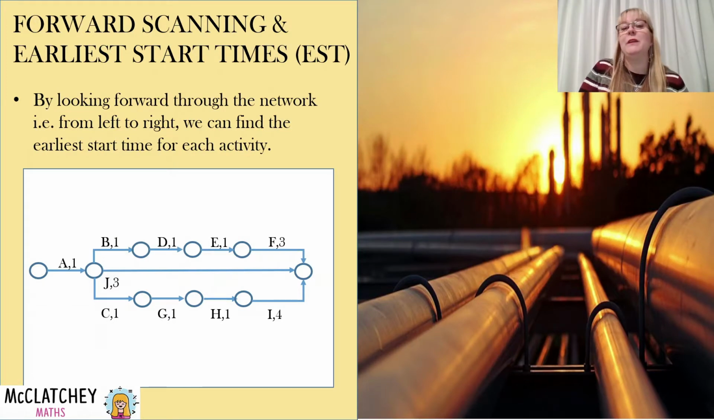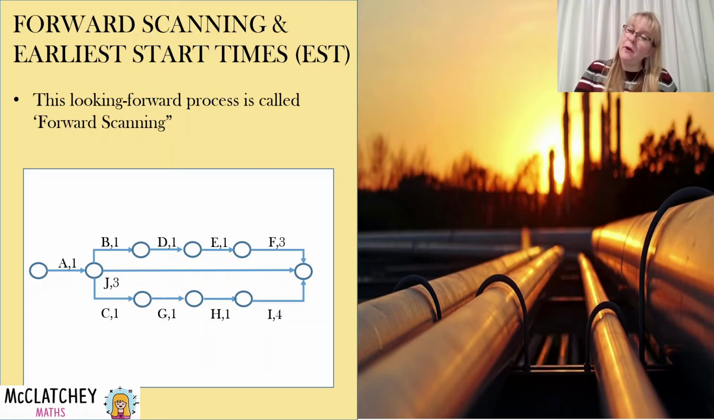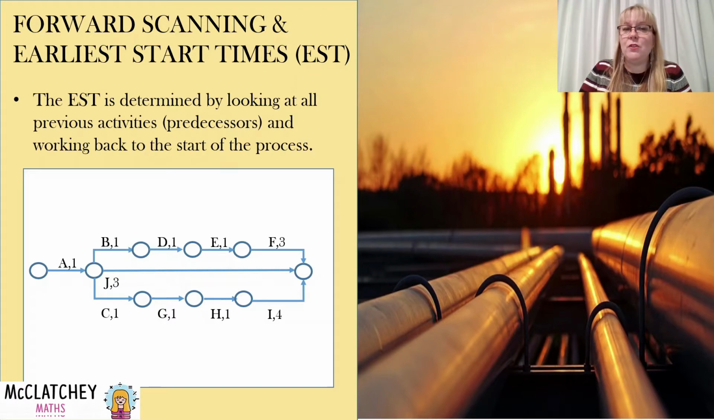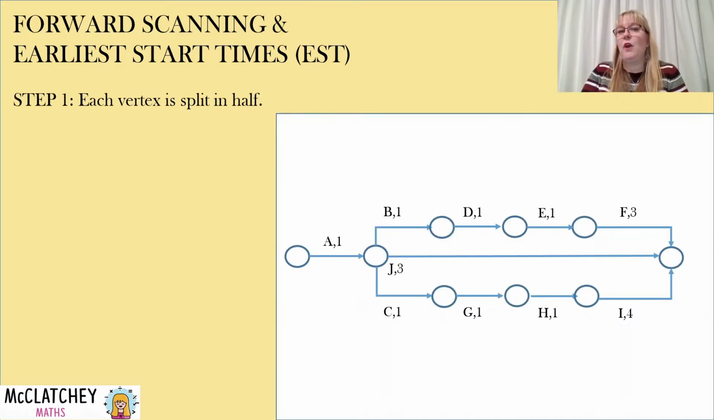So let's talk a little bit now about what this diagram means. We're going to do a little bit of analysis, and we're going to have some new terms. So firstly, I'm going to look forward through my network to find out from left to right, when is the earliest I can actually start each of my activities. So this process is what we call forward scanning. Now, the way we do this is by looking at all of the previous activities, our predecessors, and we work back to the start of the process. So let's show how that's done.